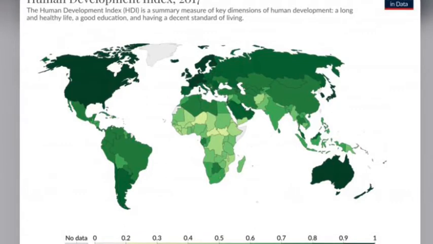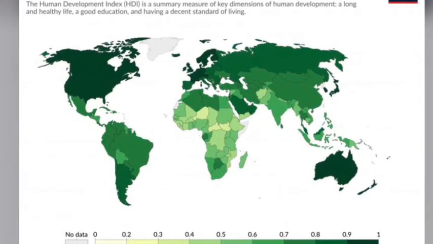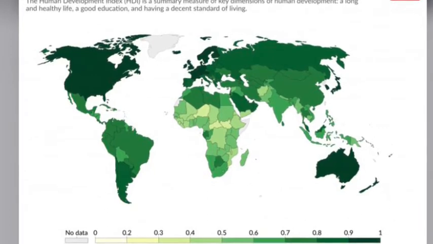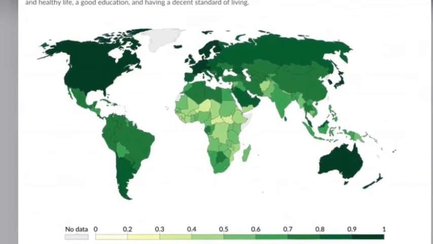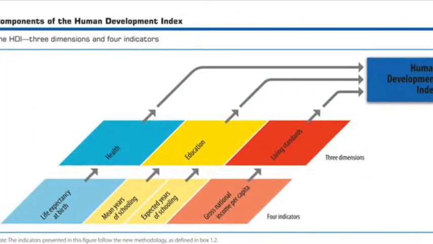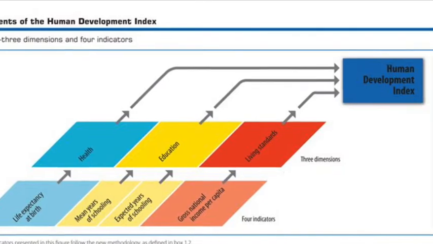This map is a choropleth map showing the Human Development Index in 2017, and as you can see from the scale at the bottom, the darker colors of green represent a higher HDI, and the lighter colors represent a lower HDI. This graphic introduces the aspects used to measure Human Development Index.